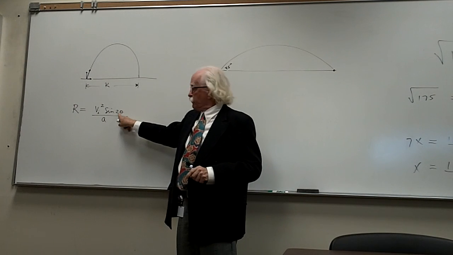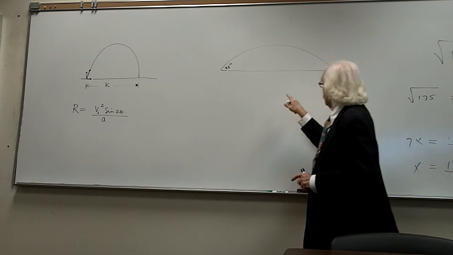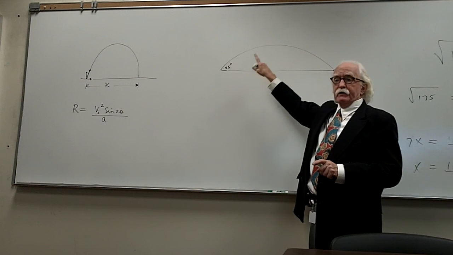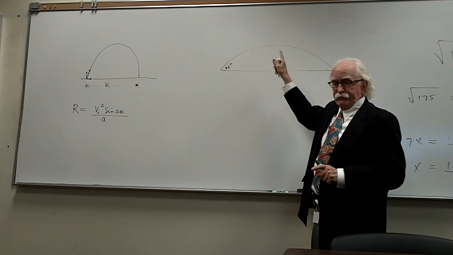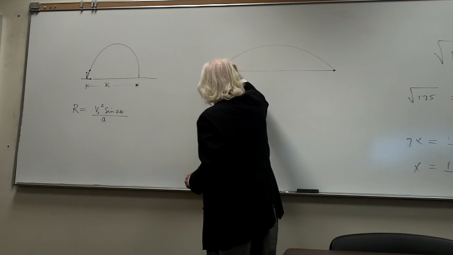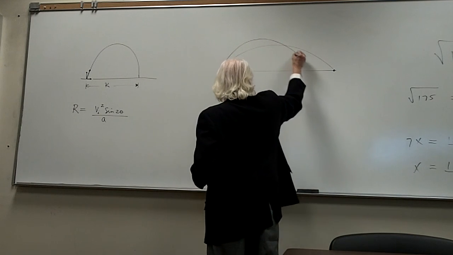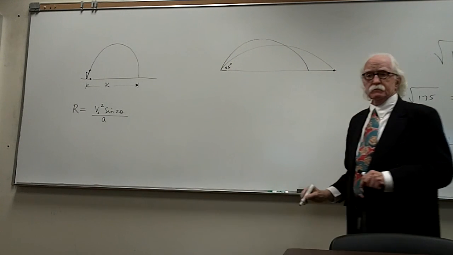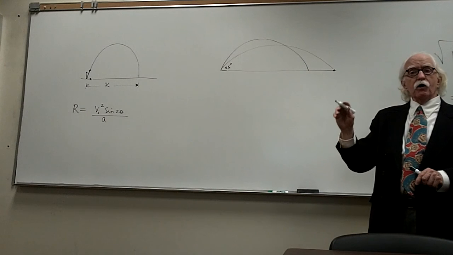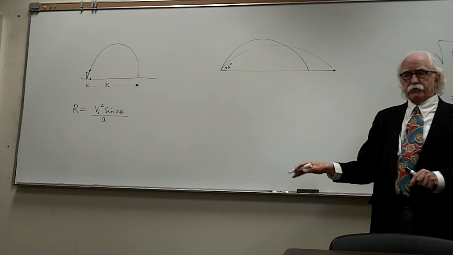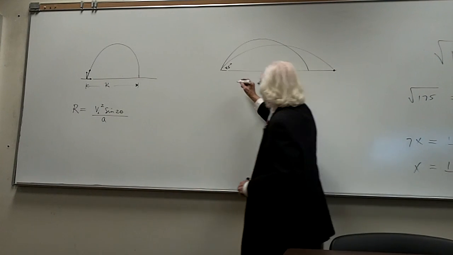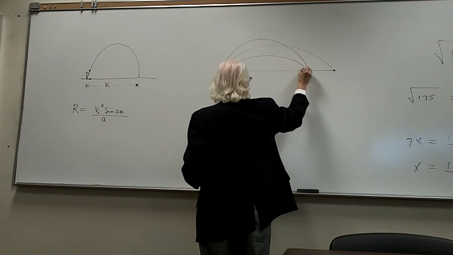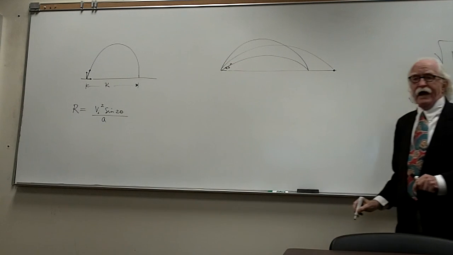If you happen to go 10 degrees above this, which will make it 55 degrees, then the pumpkin or whatever you're firing is going to do this number. And if you go 10 degrees below that, which is 35 degrees, and you fire it, it's going to do that.